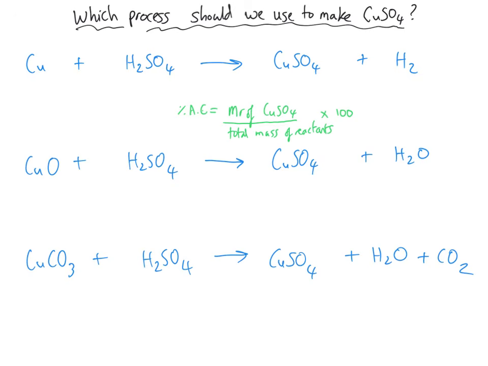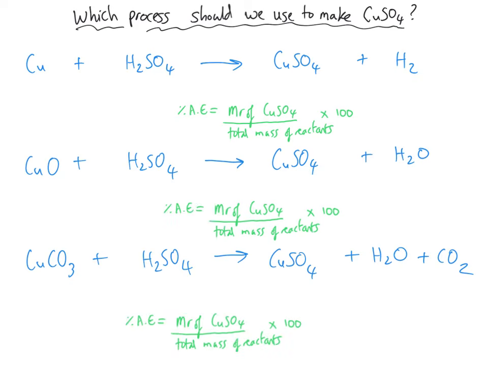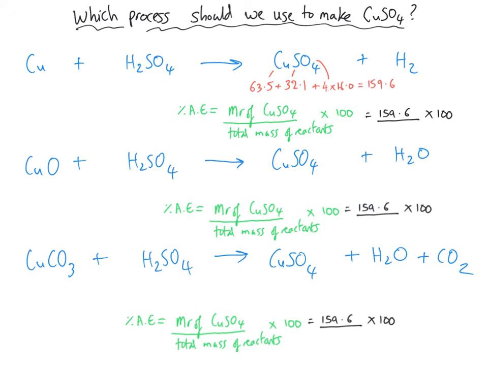And so we calculate the percentage atom economy by dividing the mass of the desired product, copper sulfate, each time by the total mass of reactants. So have a go at those. Pause the screen. And if we have a look, the mass of copper sulfate is 159.6, and that's the same for all 3 of our calculations.